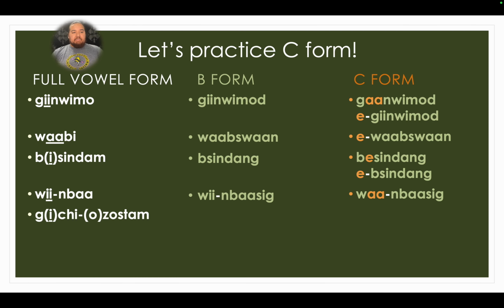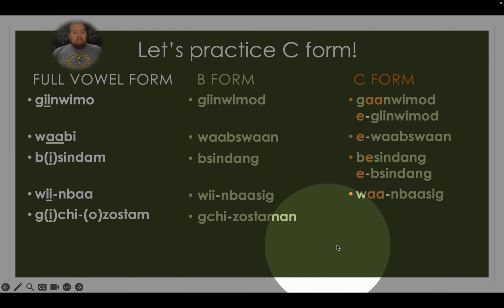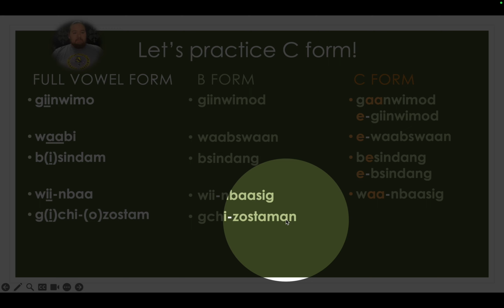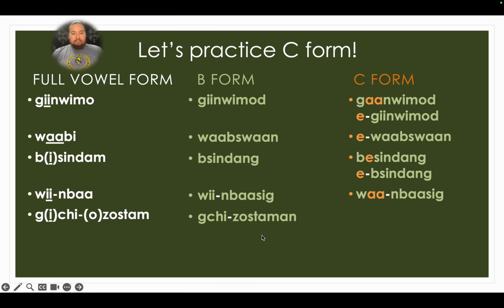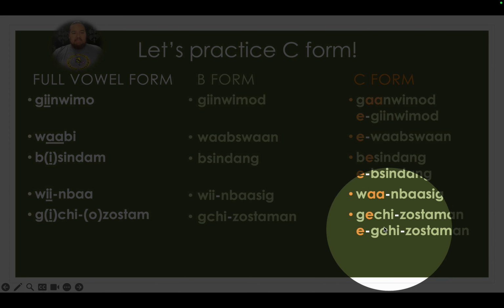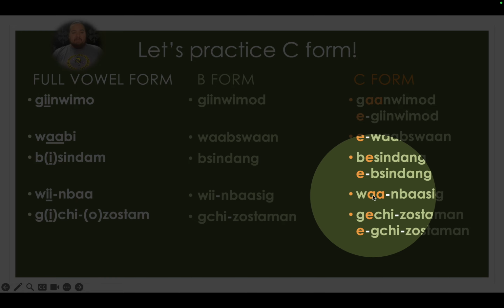So we have gchizostum, for he or she's coughing a lot. And so B form, gchizostumun. So we're talking about the U. That's our second person singular suffix for B form. So remember, we have that secret I sound there. So that's what we're going to change for our C form. Getchizostumun or egchizostumun. Now we can use a hanging E because gche is not a tense marker.